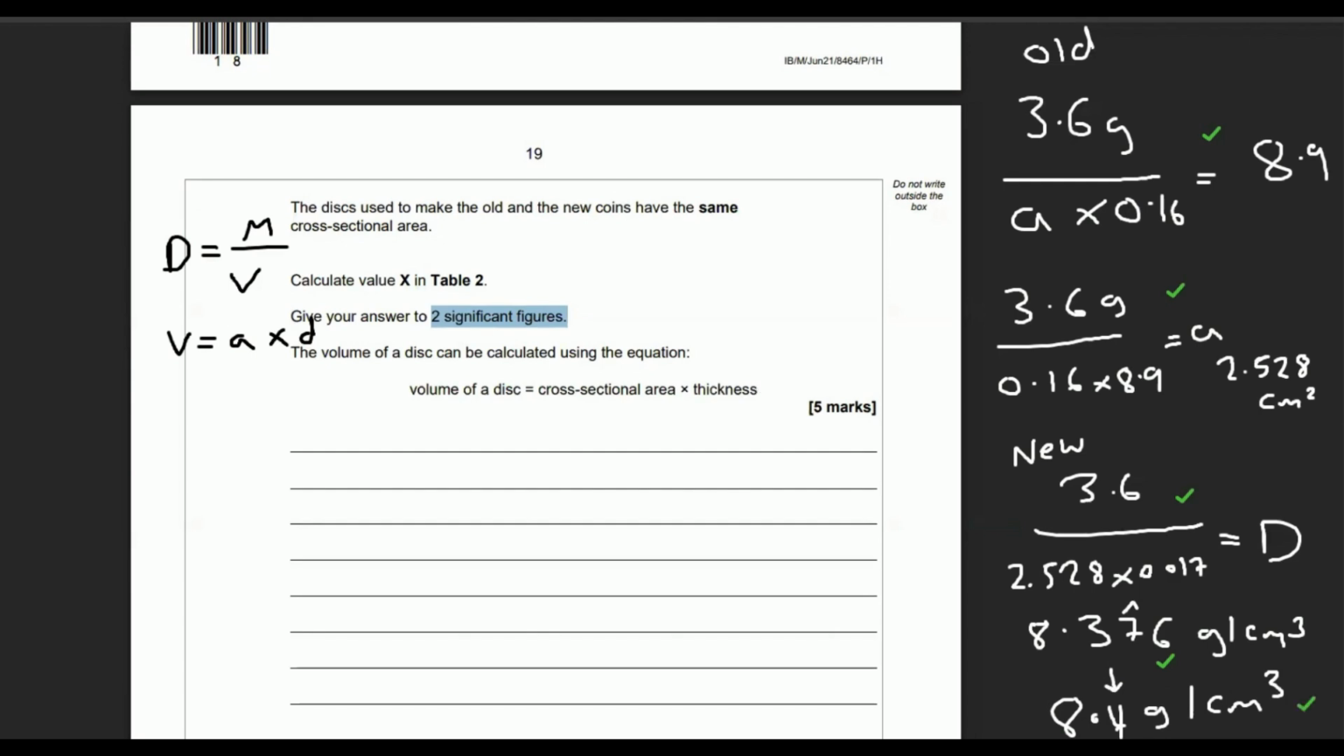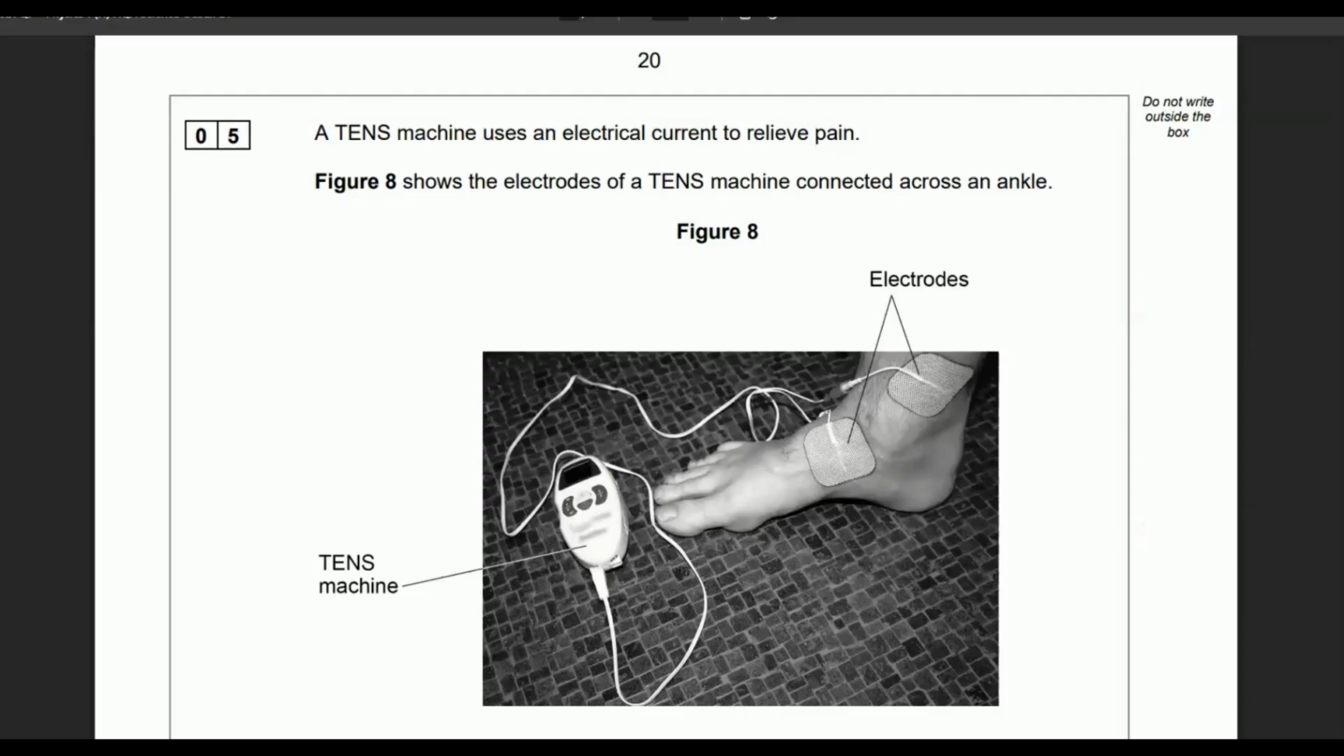And here we go. Okay, we're going on to question 5. A TENS machine uses an electrical current to relieve pain. Do you have to have known about a TENS machine in your content? No, you don't. This is one of those application questions where you apply your knowledge to a new situation.